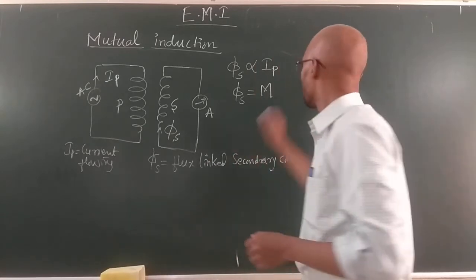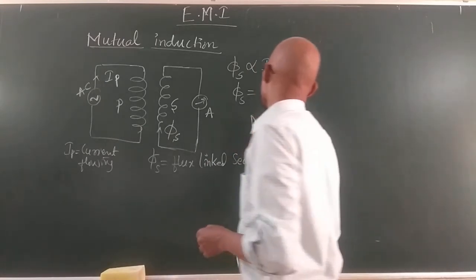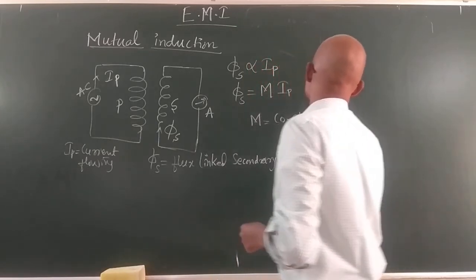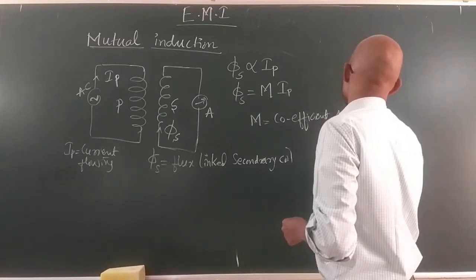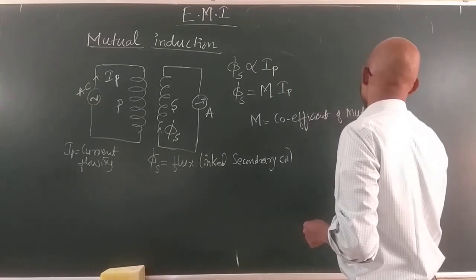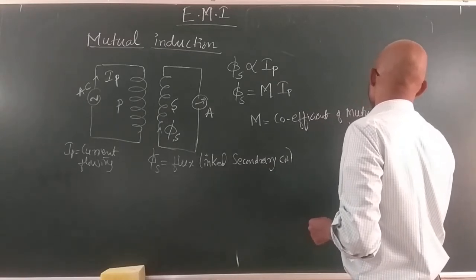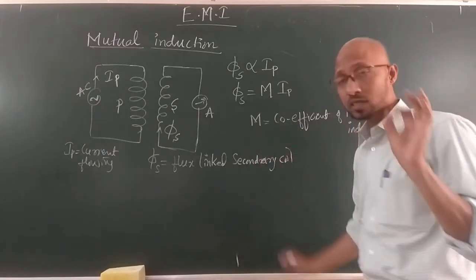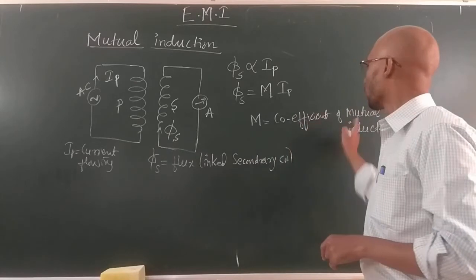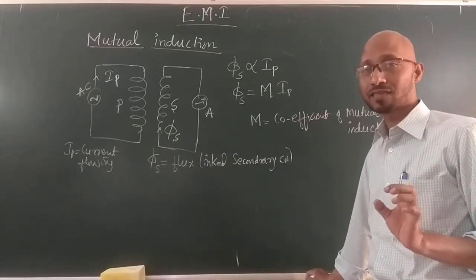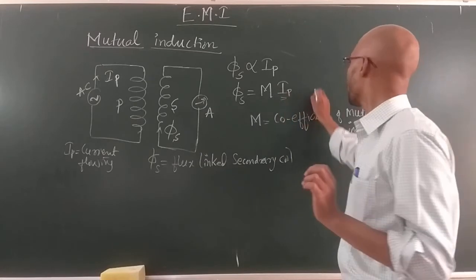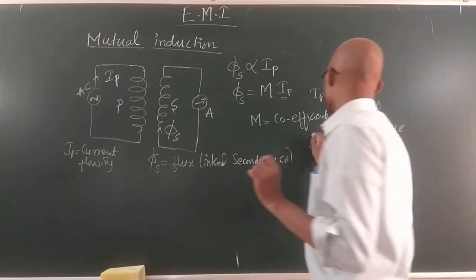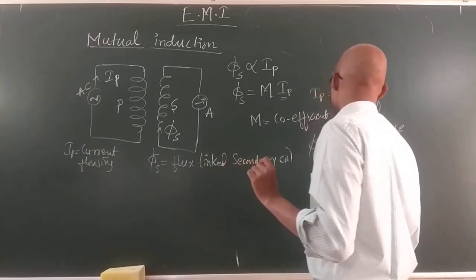I'll write M. This constant of proportionality, M, is called the coefficient of mutual inductance. This might be clear here. Let us say that if IP is 1, that is, the current in a primary coil is 1 ampere, the flux linked with the secondary coil is equal to the mutual inductance.